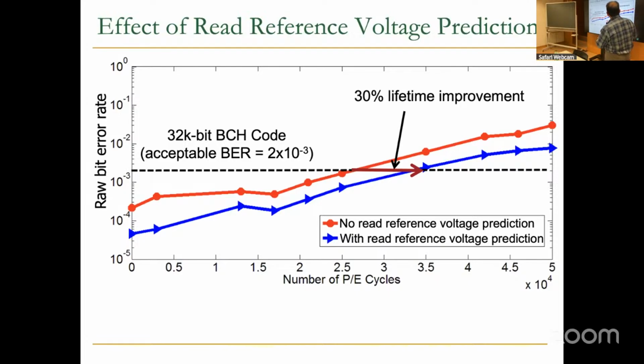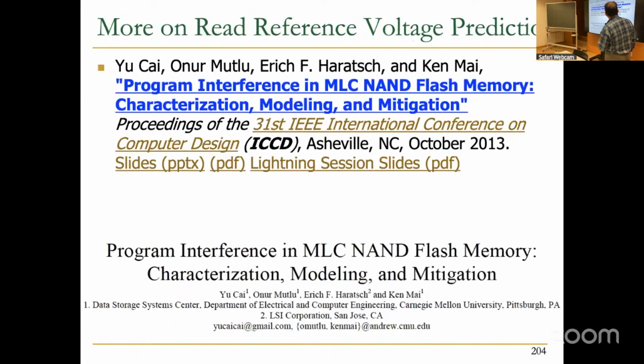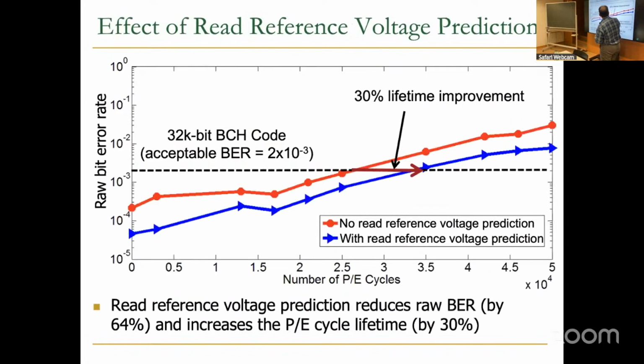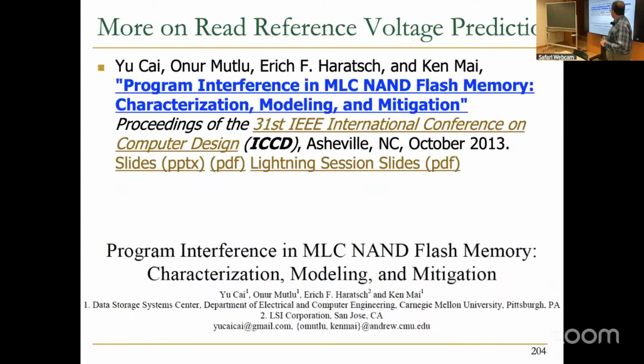But you can also look at this plot the other way and say that if I want the same lifetime, I can use a less powerful ECC. The BCH code can be simpler. So it works both ways: with similar ECC capability you can have a longer lifetime, or you can reduce the complexity of ECC while having a more intelligent technique to handle errors.